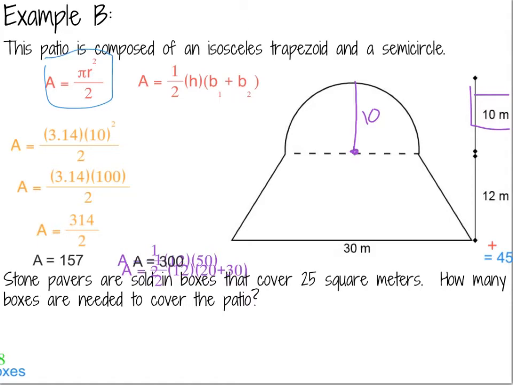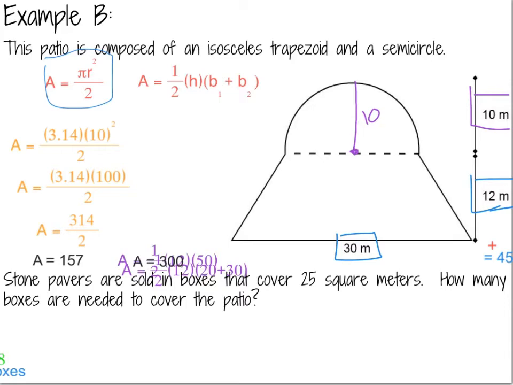So that gives me the area of the semicircle, but it still leaves me with the problem of figuring out what the area of the trapezoid is. So for my trapezoid, I need the height, base 1, and base 2. Well, I can see over here the height is going to be 12. I can see that one of the bases is going to be 30. Now I'm missing this other base up here across the top where there's a dotted line.